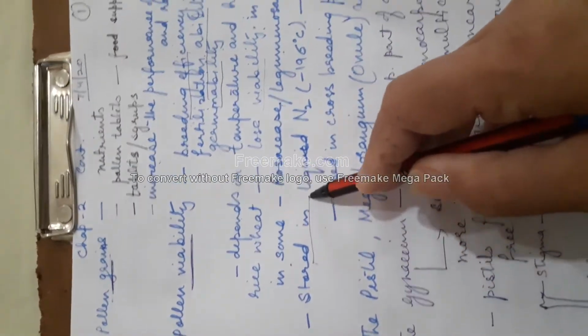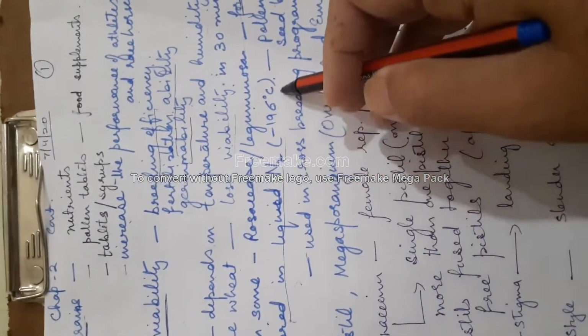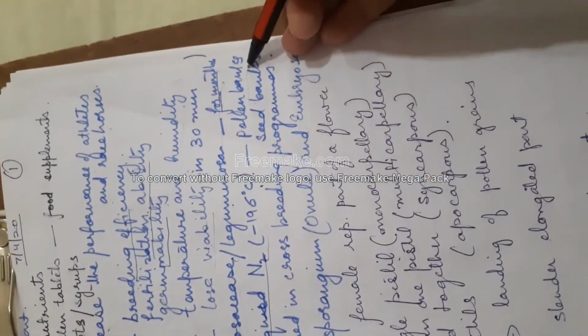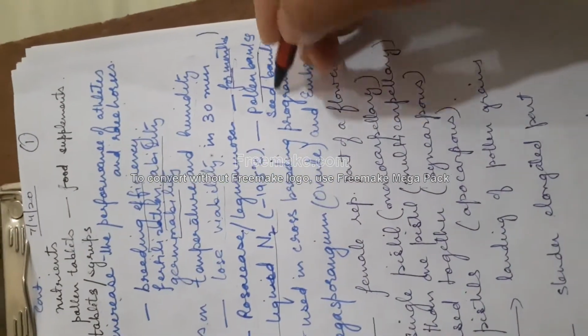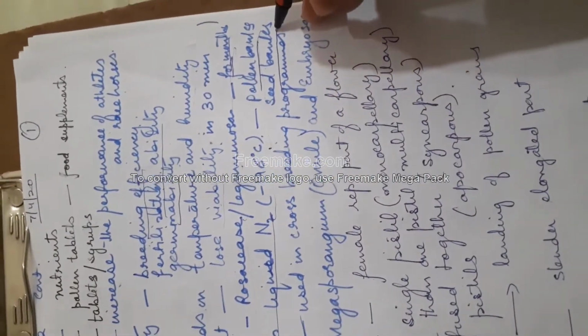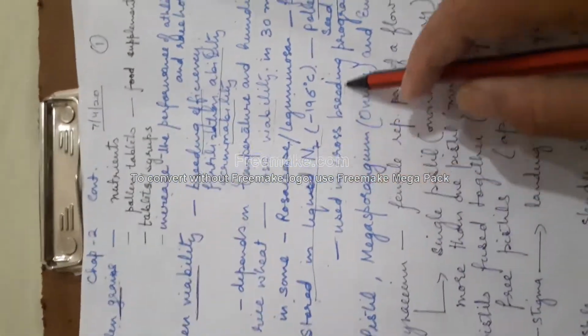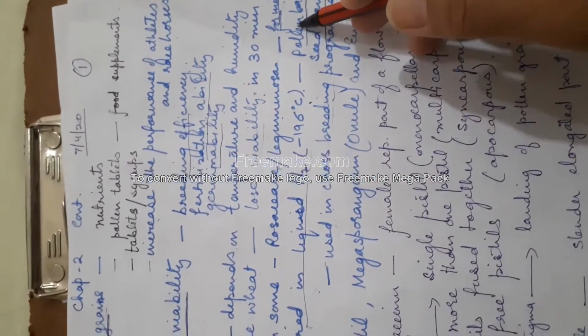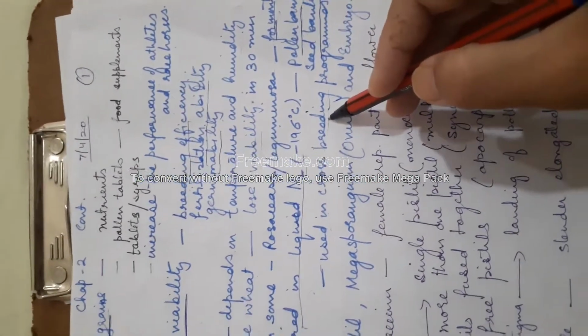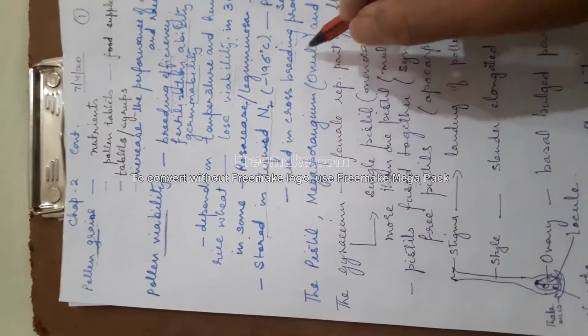Now, pollen grains are also stored in liquid nitrogen at minus 196 degrees Celsius. Pollens are stored in pollen banks just like seed banks. They are actually used in crossbreeding programs later on. When they are stored, after that they are used in the crossbreeding programs.